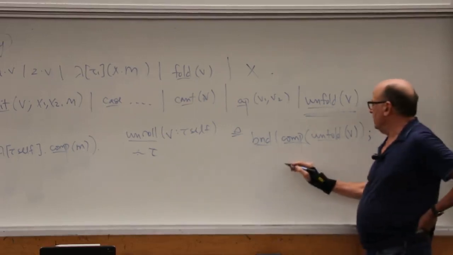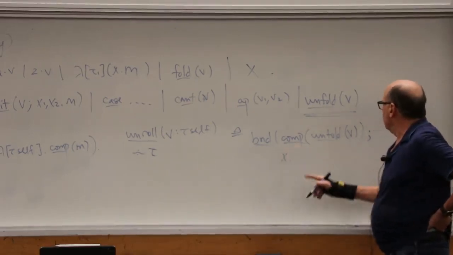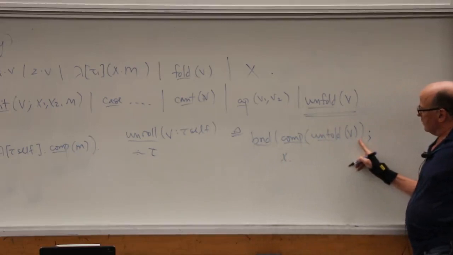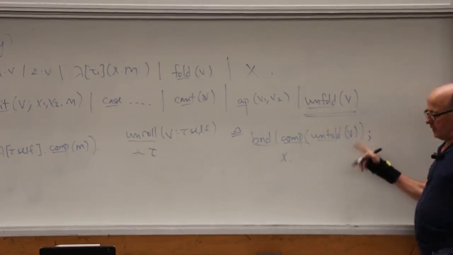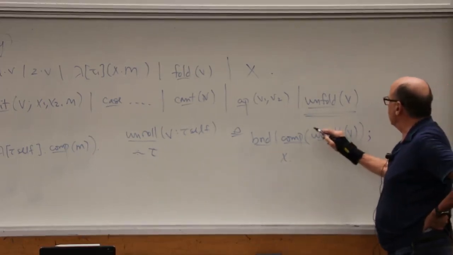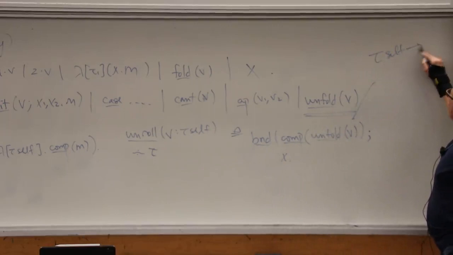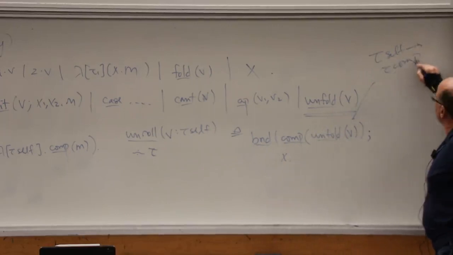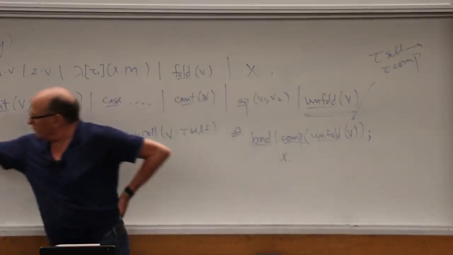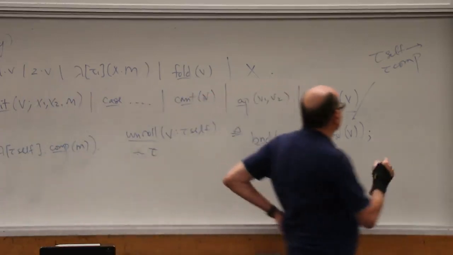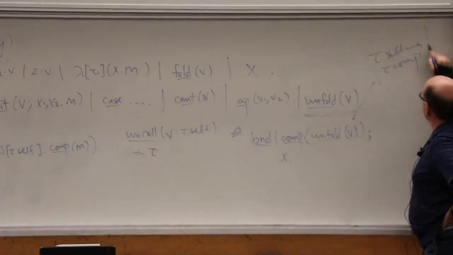So I unfold that thing, and then what do I get here? When I unfold this, what is it going to be? It's going to be a tau self arrow tau comp, right? So the idea is that this type will be tau self arrow tau comp, if I'm not mistaken, because I define tau self in this way. Yep. So I think I'm good with that. So that's what that's going to be.